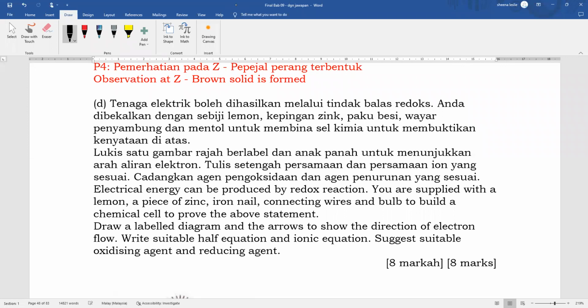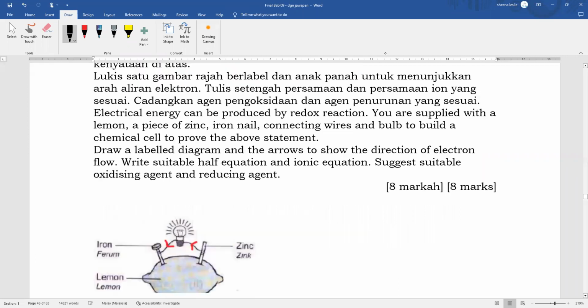5B, I think you haven't done this before. Did Puan Kogi ask you all to bring lemon or grapes or whatever to school? No, I don't think so. Never mind. Today we do it theoretically.